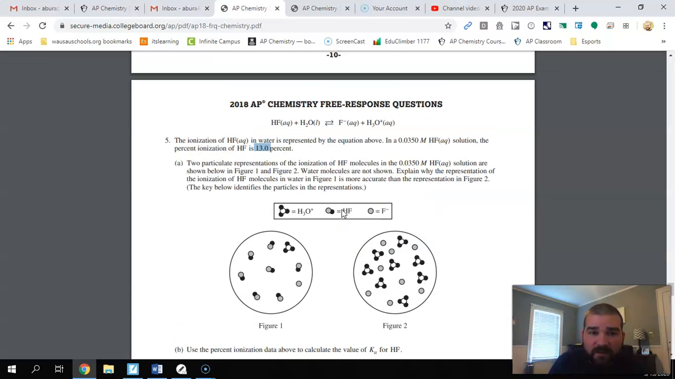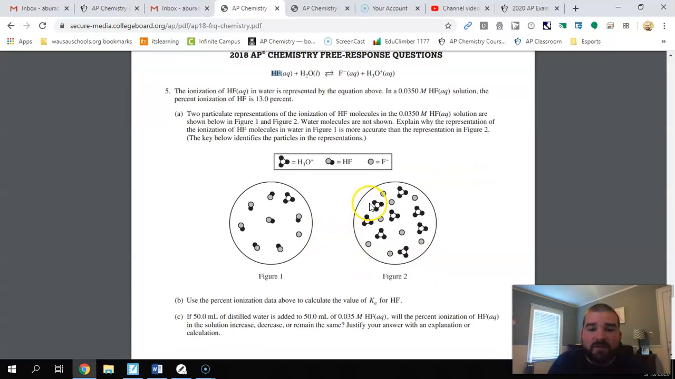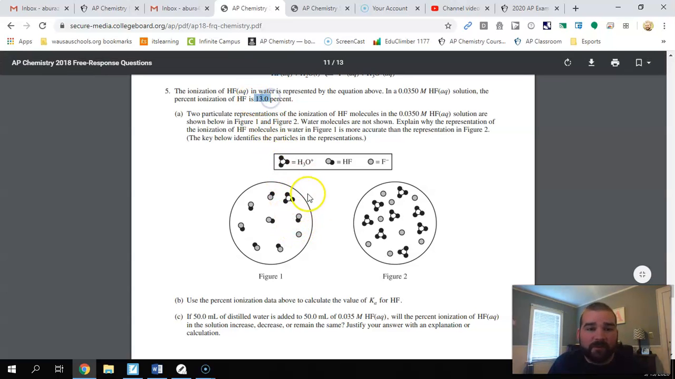Here's the other deal. If you recognize HF, that's not one of our 6 strong acids. It's a weak acid, meaning it shouldn't dissociate very much at all. So we have an undissociated representation of HF, and we have a dissociated representation of HF. Well, this one's better. And the reason why is because HF is a weak acid, and not only that, they told us it was only supposed to break apart 13%. That's way more than 13%. That looks like 100% to me.